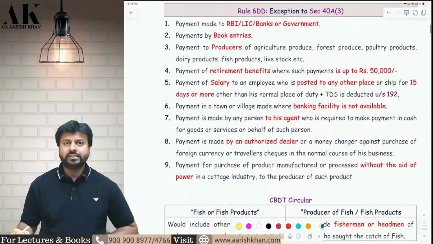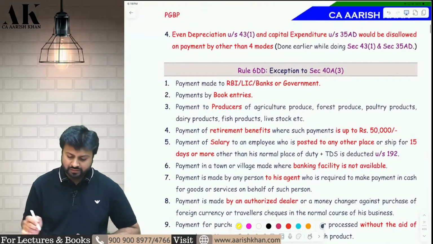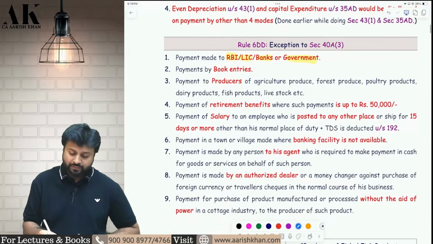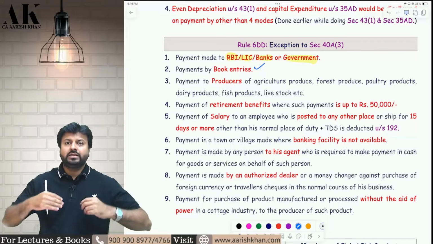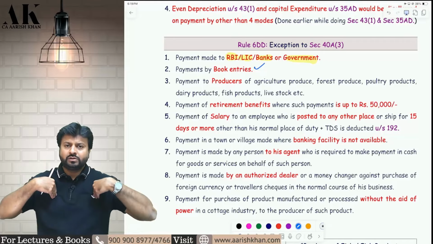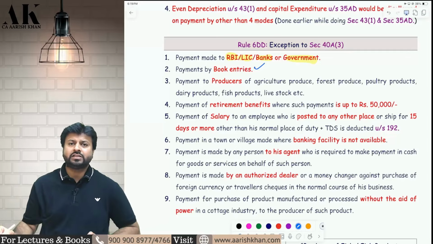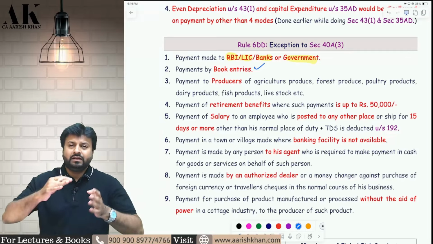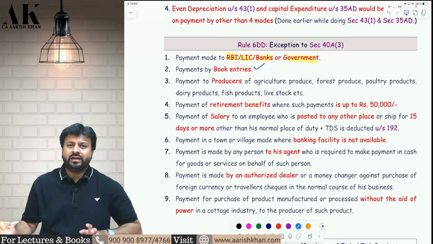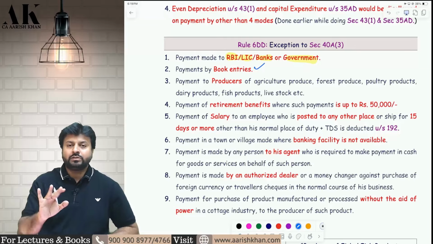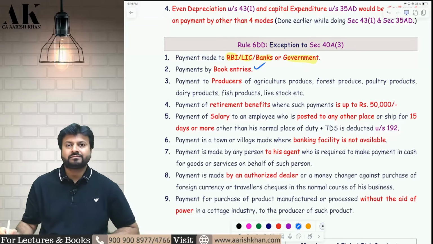Now, there is Rule 6DD which talks about certain exceptions where you can make payment of as much as you want in cash. First, if you make the payment to RBI, LIC, a bank or the government, you can make as much payment as you want in cash. There is no restriction. Second, if you make the payment by book entry. What do I mean by book entry? You are the debtor, I am the creditor, so I am making some payment, you are making some payment. Instead of that, we are netting off the transaction in the books of accounts. Debtor and creditor are internally netting off the transaction. Rather than paying each other, we are setting off the amount. That is known as payment by book entry and that is allowed.